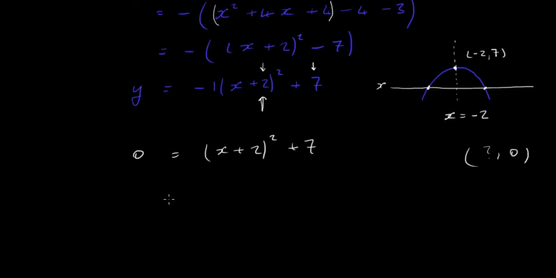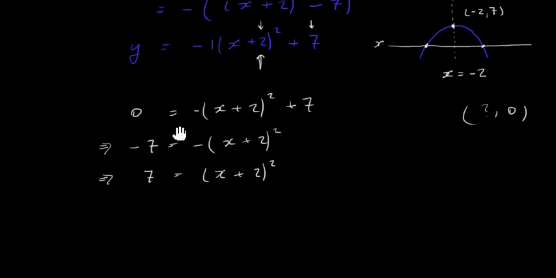Okay, so we can bring this 7 over here. Sorry, this is actually a minus here, isn't it? So I'm going to subtract 7 from both sides. We end up with minus 7 is equal to minus (x plus 2) squared. Now, I can multiply across by minus 1 to get rid of this minus and this minus. So here I'll end up with 7, here I'll end up with (x plus 2) squared. I've just multiplied both sides by minus 1.